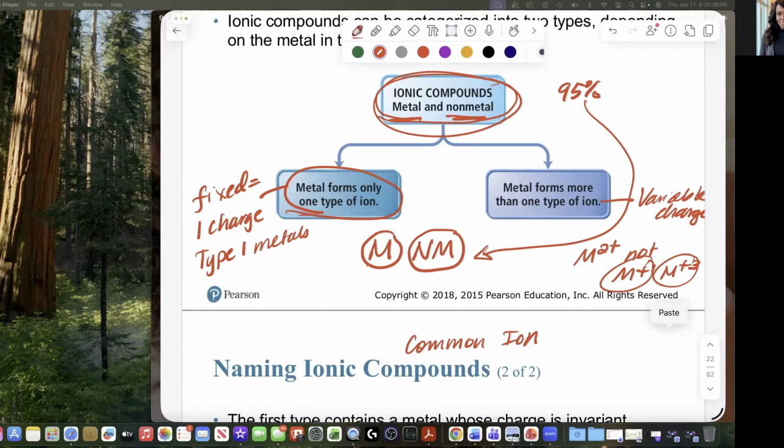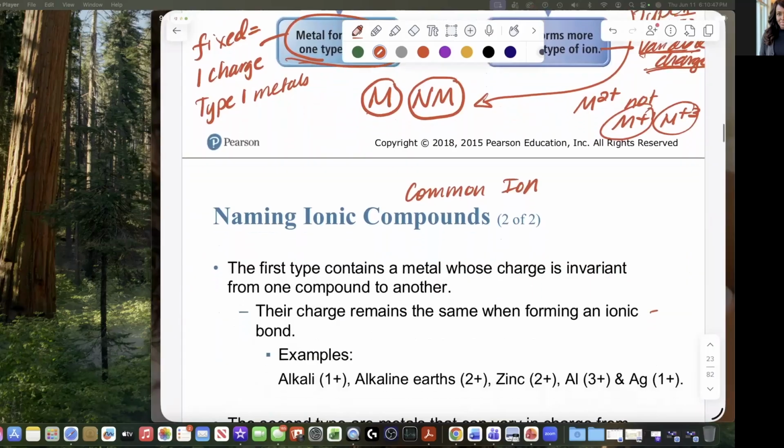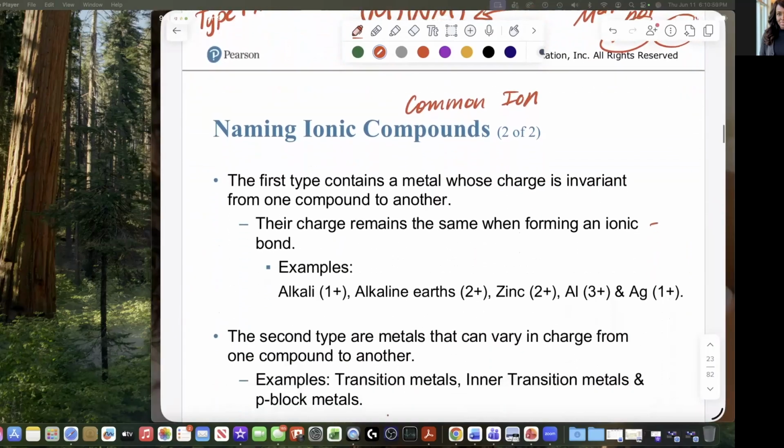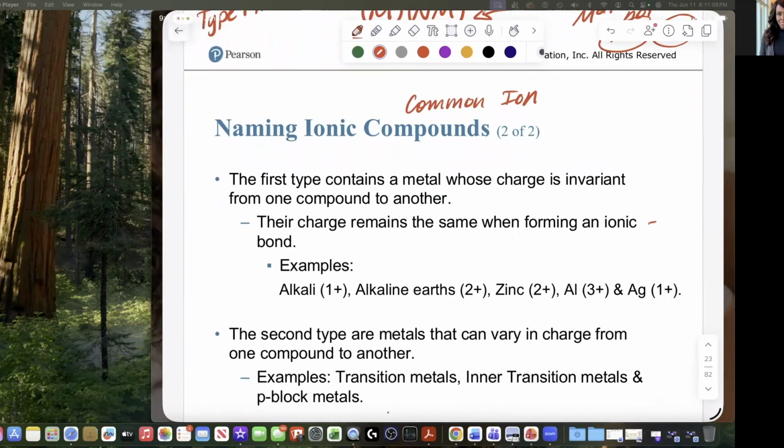So metals that have variable charges are called variable charge metals. They're also called type 2 metals, okay? I don't prefer using type 2, I just prefer variable charges, fixed charges. To me, it's more informational. The name gives you information versus type 1, type 2, because you have to know what 1 is and what 2 is, right?